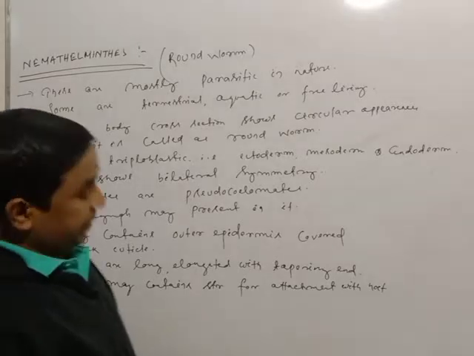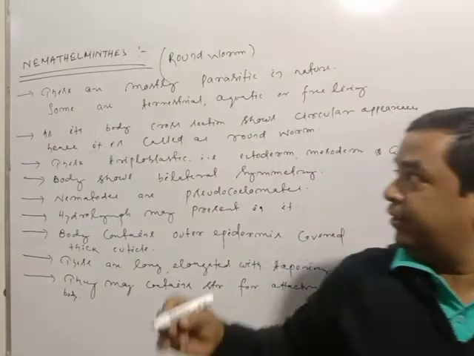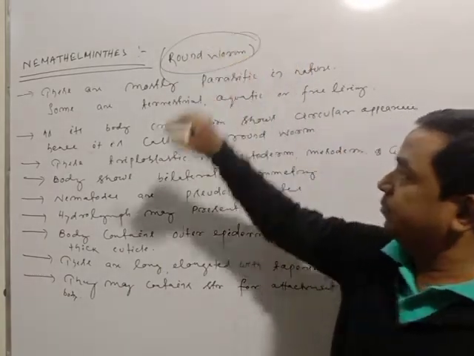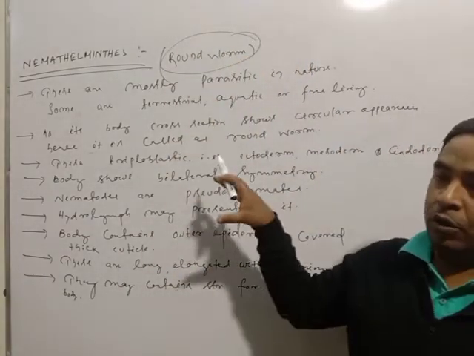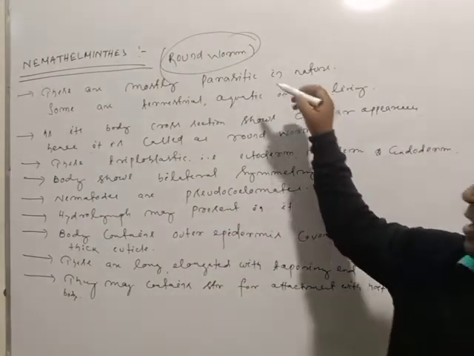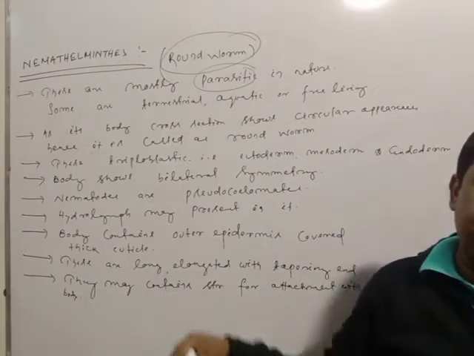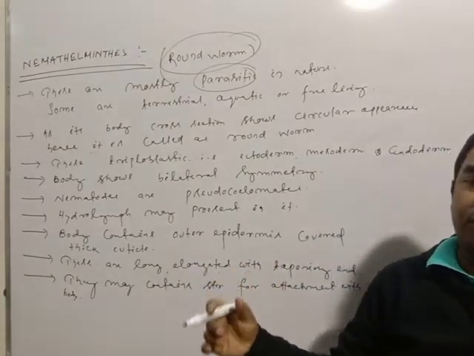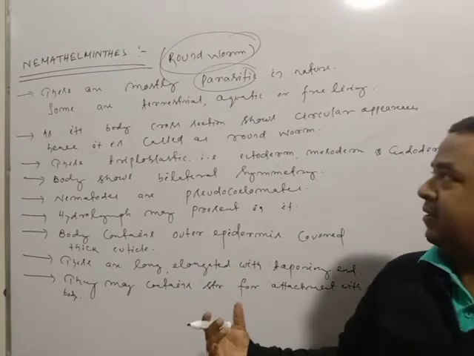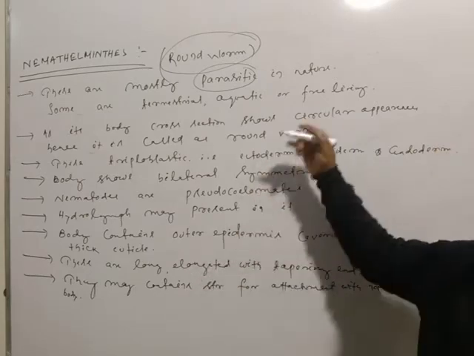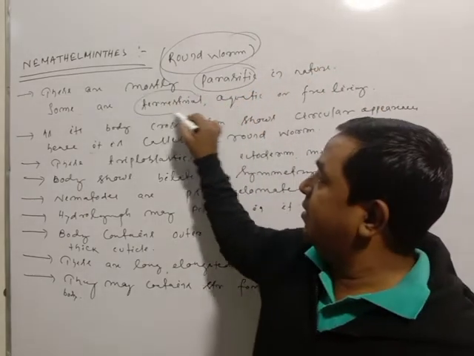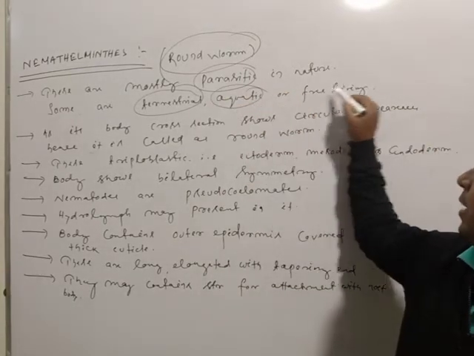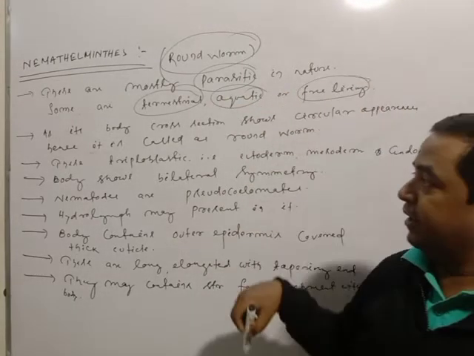See, Nematohelminthes, another name is roundworm. You have read about it as hookworm. These are mostly parasites. Parasites means creatures which depend on others for food, shelter, protection, etc. on the host body. These are terrestrial, those present in soil, aquatic, in water, and free living.